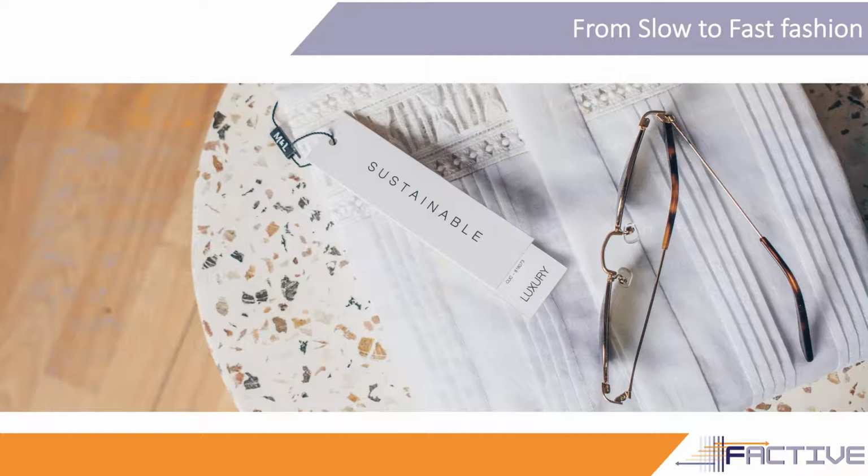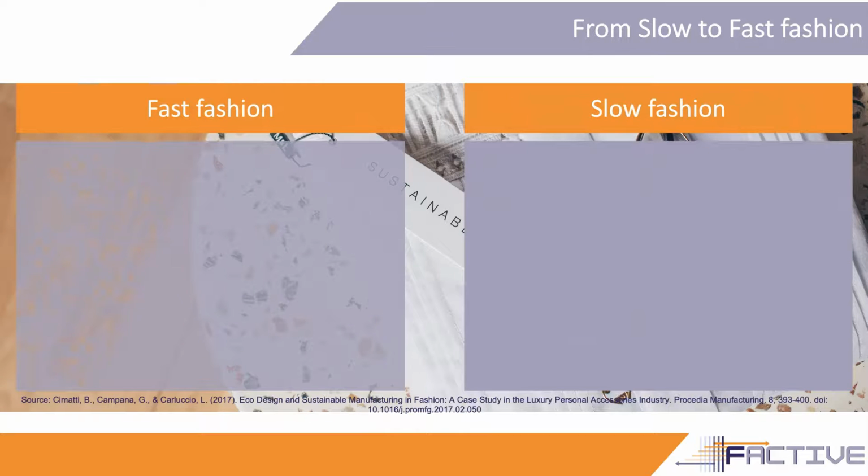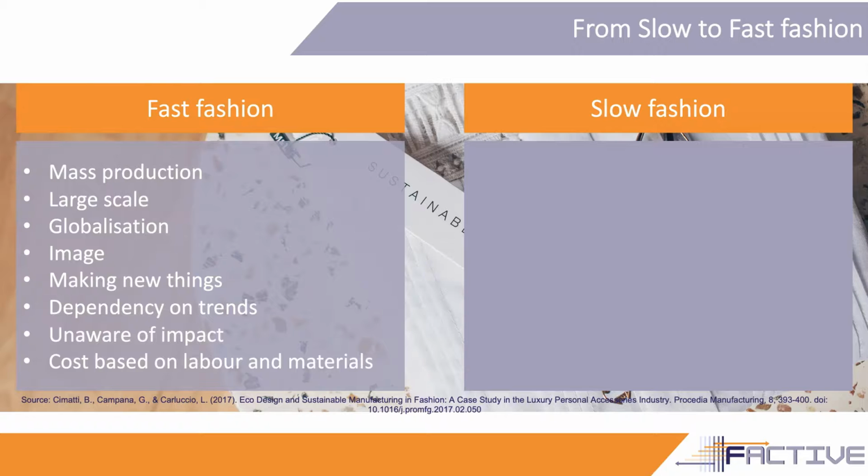The fashion industry is divided in two types, given by the interaction between the industry itself and the change in the consumer needs, the fast fashion and the slow fashion. Fast fashion is based on mass large-scale production with a globalized environment and market, takes care of the image and focus on making new things, is dependent on market trends, is unaware of the impact it has, and the costs are based on labor and materials.